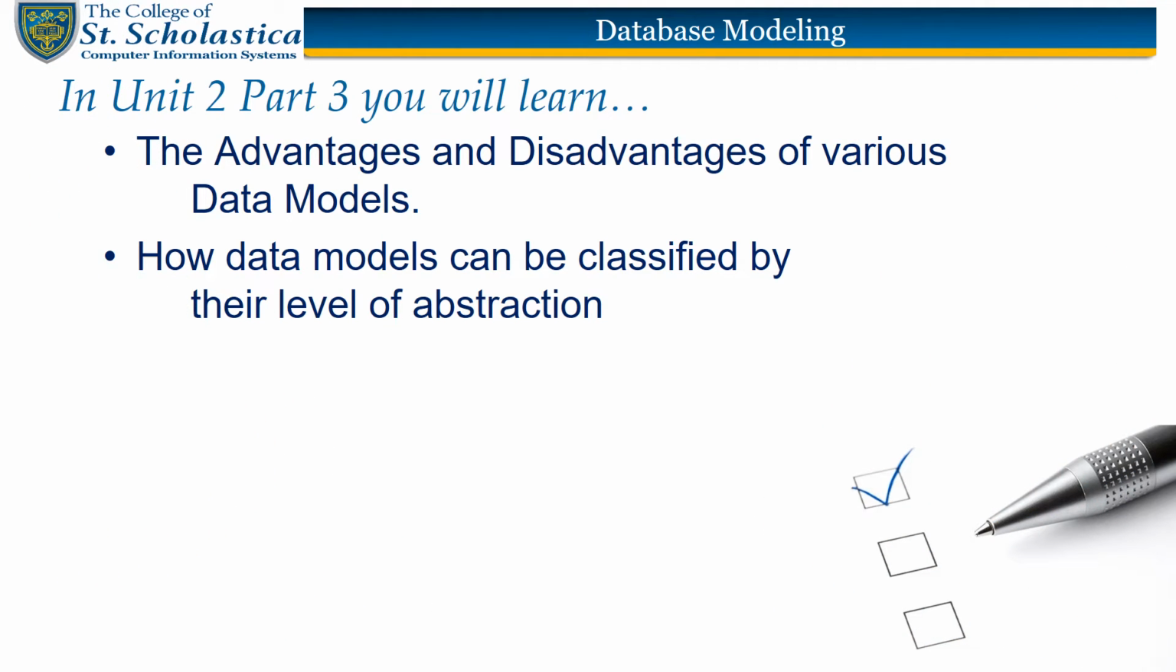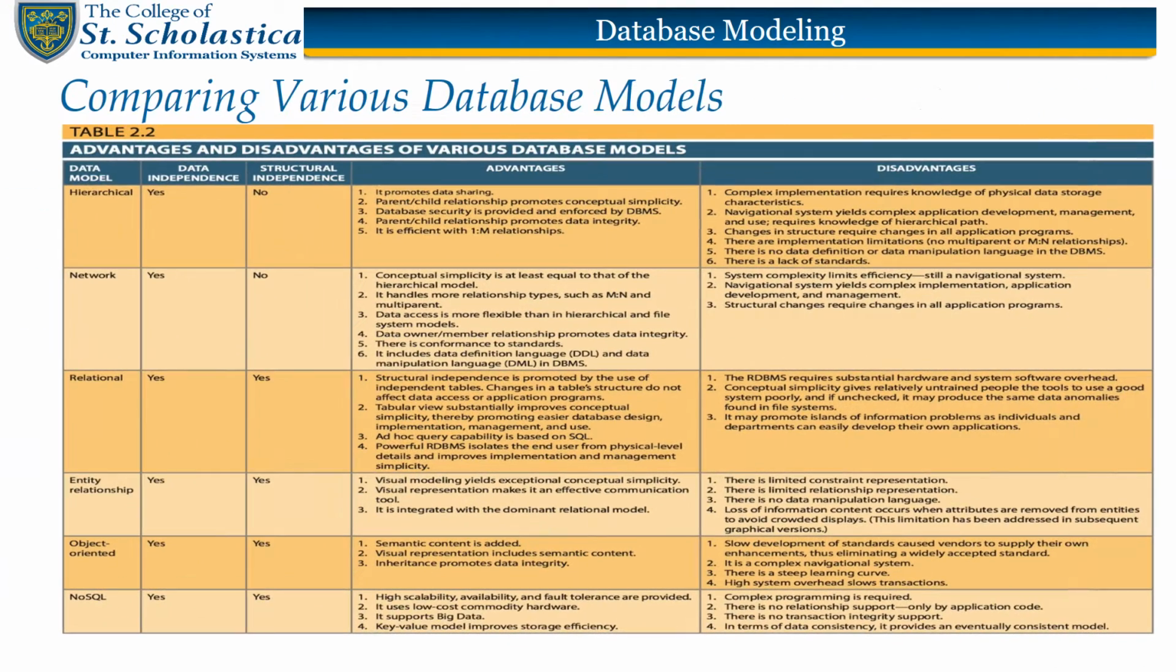In this last presentation, we will learn about the advantages and disadvantages of various data models and how data models can be classified by their level of abstraction. In the following slides, we will compare the advantages and disadvantages of each of the various database models we have discussed so far. Please return to this table 2.2 here or in your book for an overview of these comparisons.